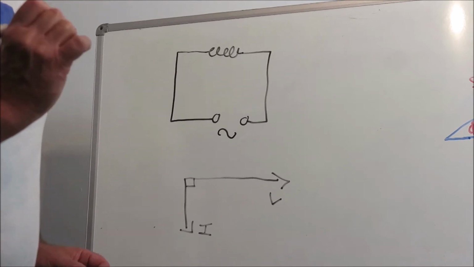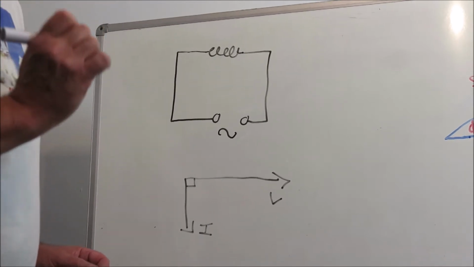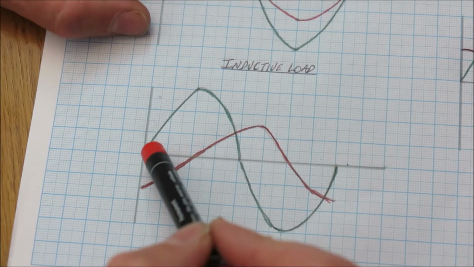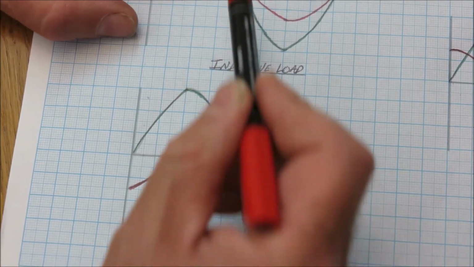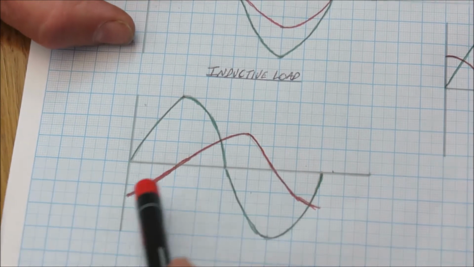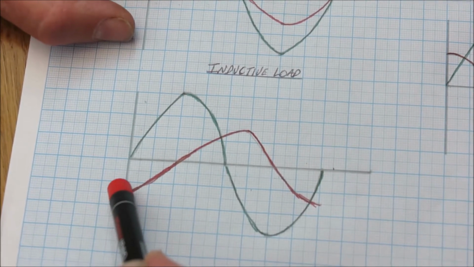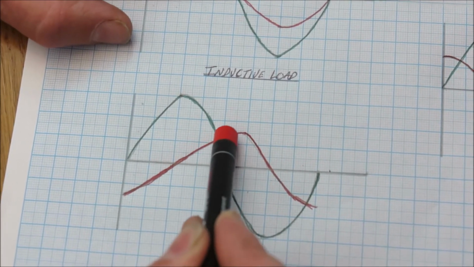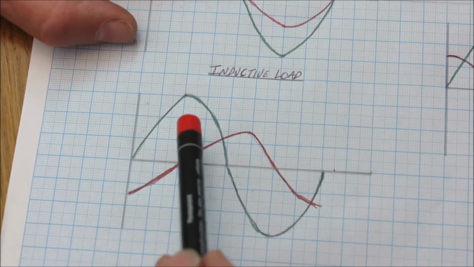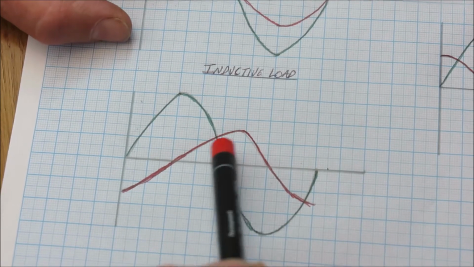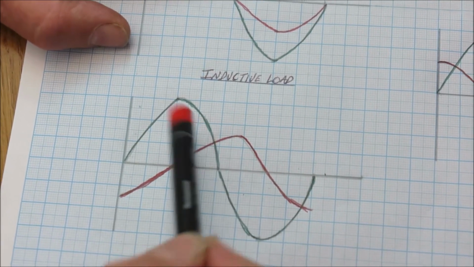If we look at the graph of that, we can see this. So with the graph of the inductive load, we can see your voltage there, still in the same place, it's a reference, but here we can see the current is actually peaking and then going back to zero and reversing after the voltage. So the current is lagging the voltage.